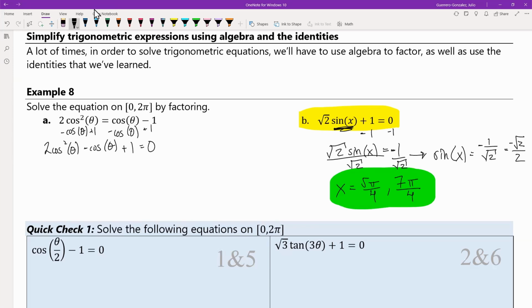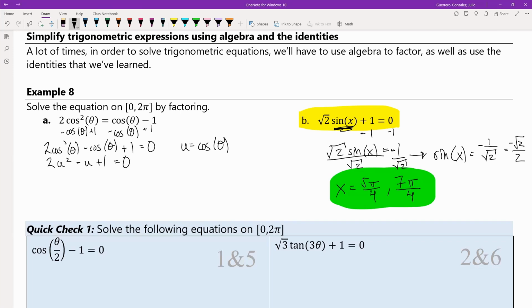Now what I want everybody to see is this. You're going to be expected to be able to do this on the fly. Not right now, but sometime in Calculus 1, this is going to have to happen. This is the first time I'm going to show it to you. I'm going to make u equal to cosine of theta. So that means this is what happens: 2u squared minus u plus 1 is equal to 0.